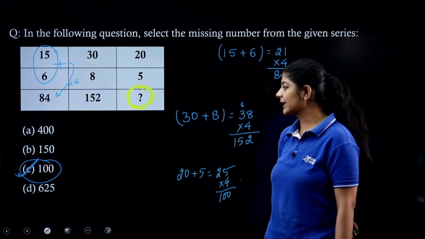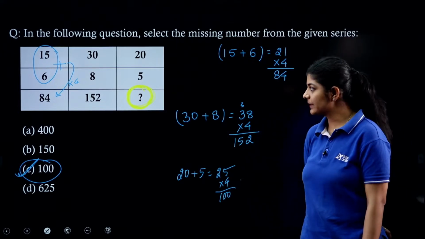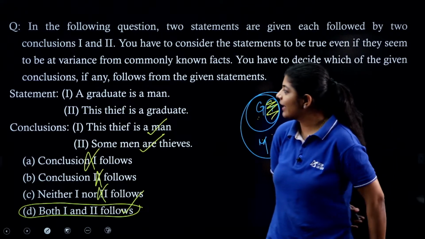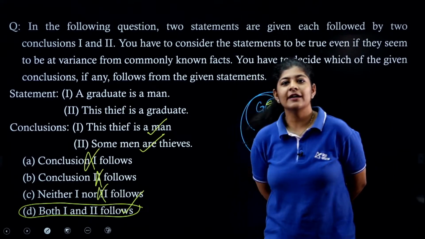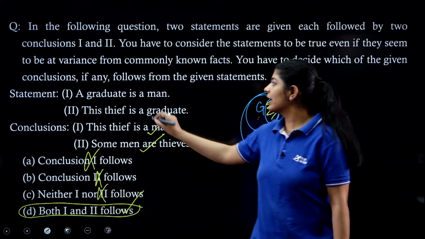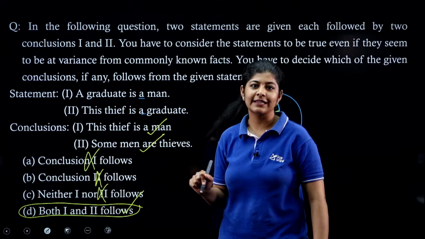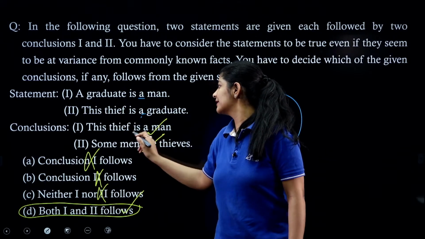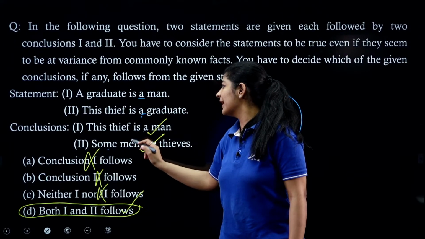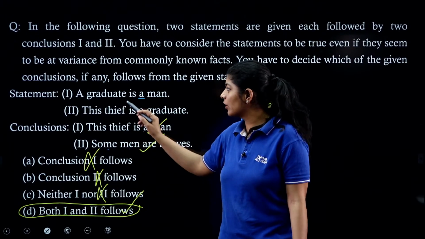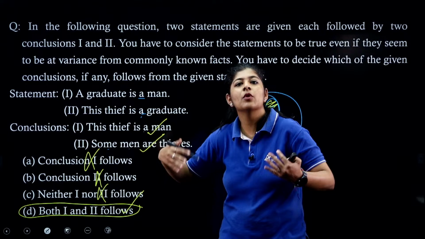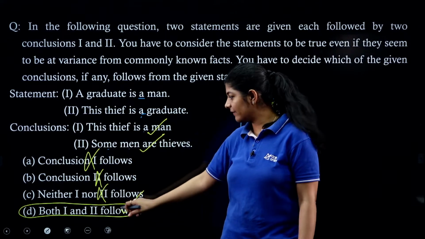Is it clear? The correct answer over here is your option number C. Okay. This one. A graduate is a man. Paramesh, if you see here, we are only talking about single entities. This, and here. Some men we can't categorize over here because we are not talking about a larger number of men, right? So that's why we considered both.